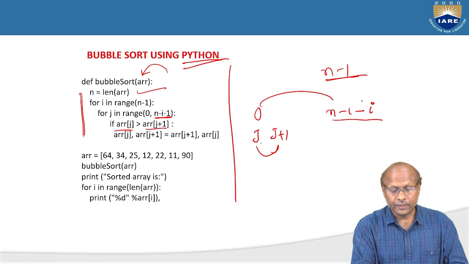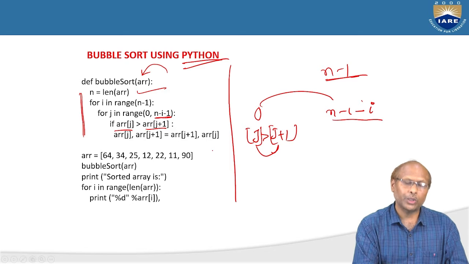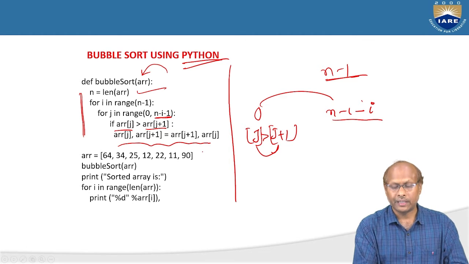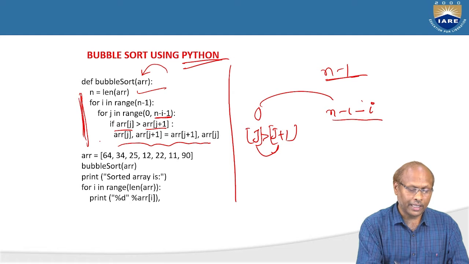If the jth element is bigger, then interchange. Otherwise don't interchange at all. That means swap it if this condition is satisfied, because your goal is for the biggest element to go to the end. That's why you swap it. This will continue till the end.